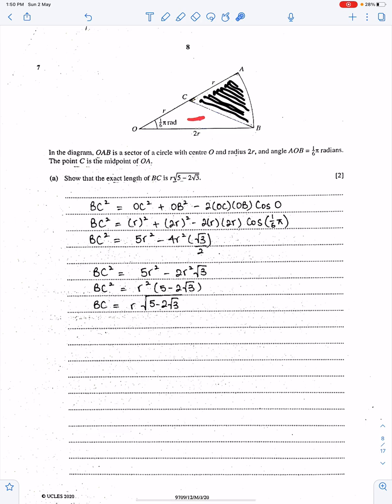So in this triangle, if we use cosine rule, we can easily prove this. So by using cosine rule in this triangle, we have OC square, which is r square, and then 2r square minus 2 OC OB cos pi by 6. So by simplifying this, we have 5r square minus 2r square root 3. This is BC square. By taking square root on both sides, we have this. This is what we had to show.